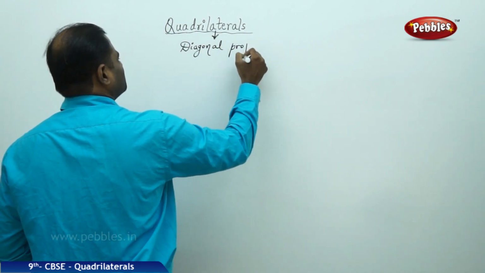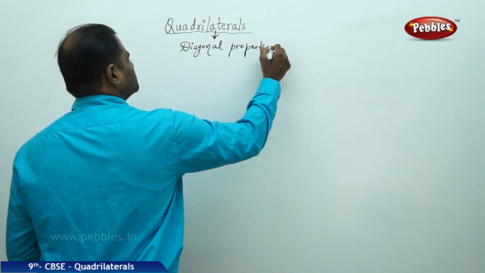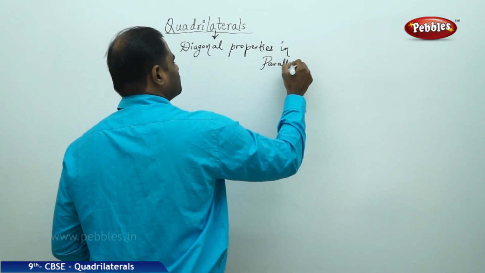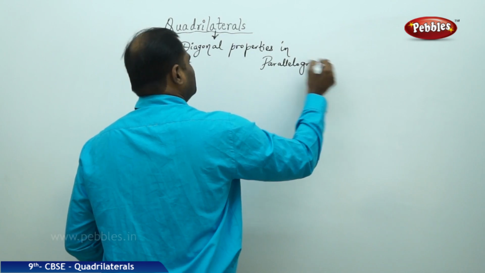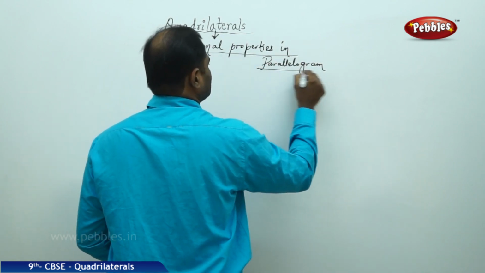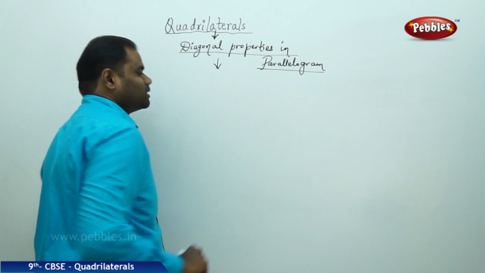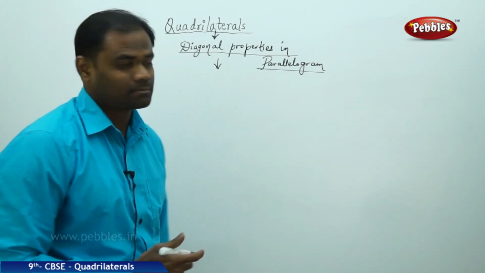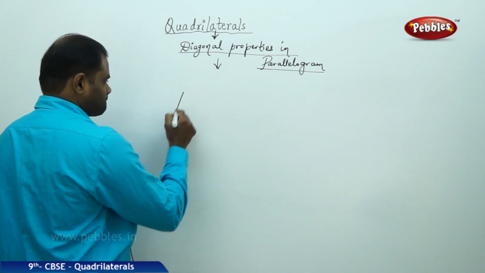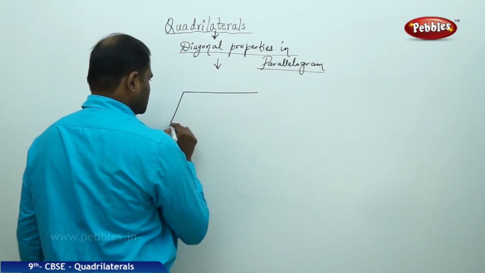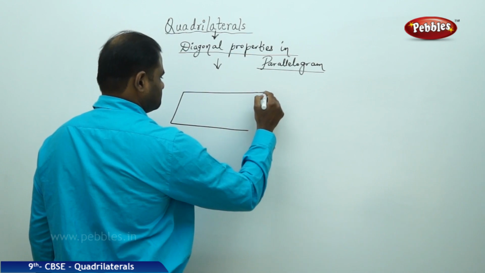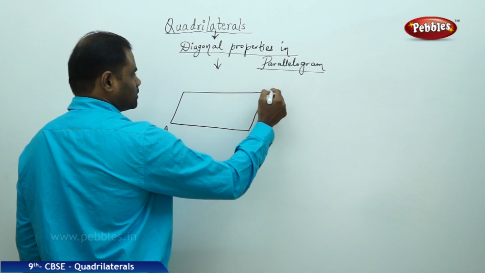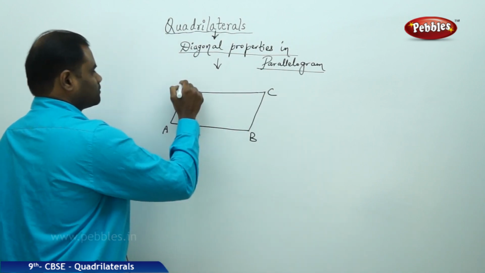Diagonal properties in a parallelogram. Let's consider a parallelogram with its respective diagonals. So here I have a parallelogram A, B, C and D.